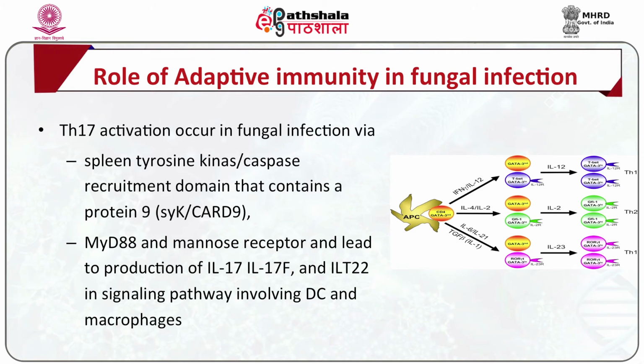Th17 activation occurs in fungal infection via spleen tyrosine kinase caspase recruitment domain containing protein 9 (SYK-CARD9), MyD88 and mannose receptors, and leads to production of interleukin 17, interleukin 17F and interleukin 22 in a signaling pathway involving DCs and macrophages.